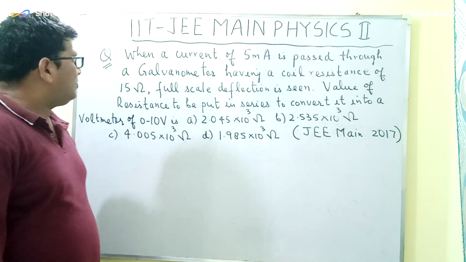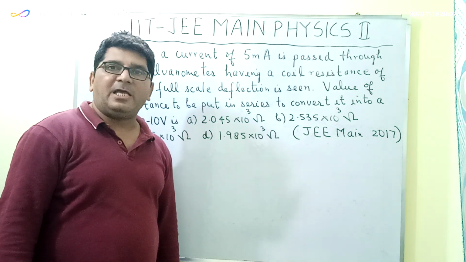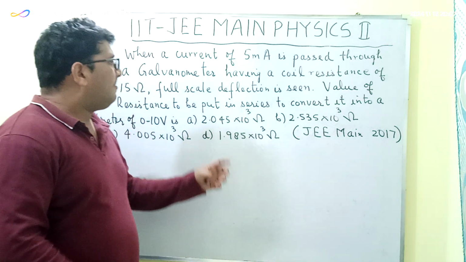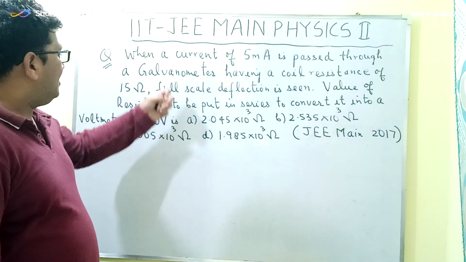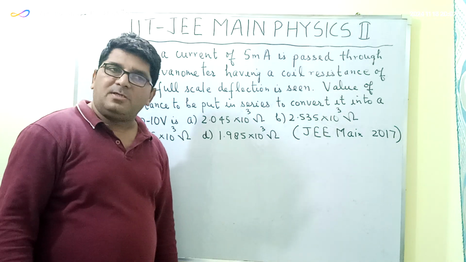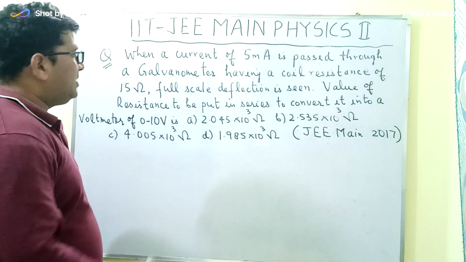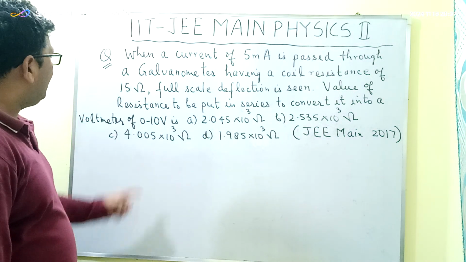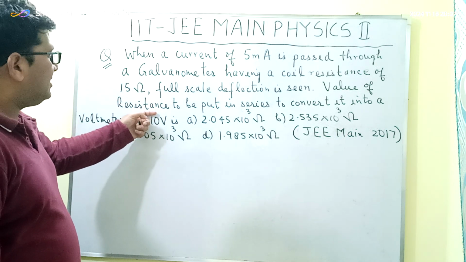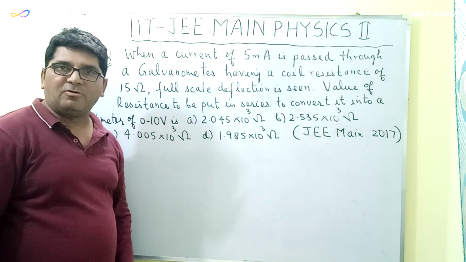We all know that in order to convert a galvanometer into a voltmeter, we connect a high value resistor in series. And in order to convert a galvanometer into an ammeter, we connect a low value resistor, or we can say a shunt, in parallel to it. Here we have to convert the galvanometer into a voltmeter, so we will be putting a high value resistance in series to the galvanometer.